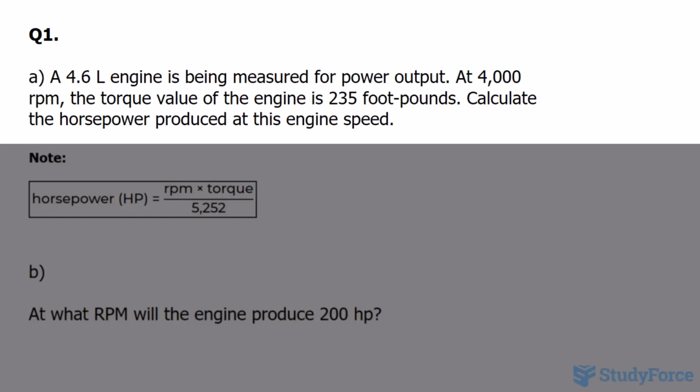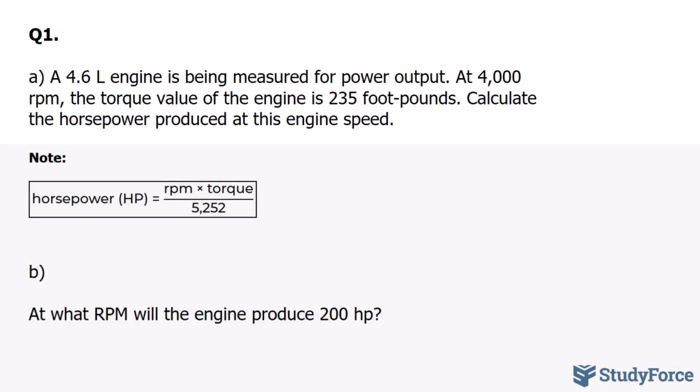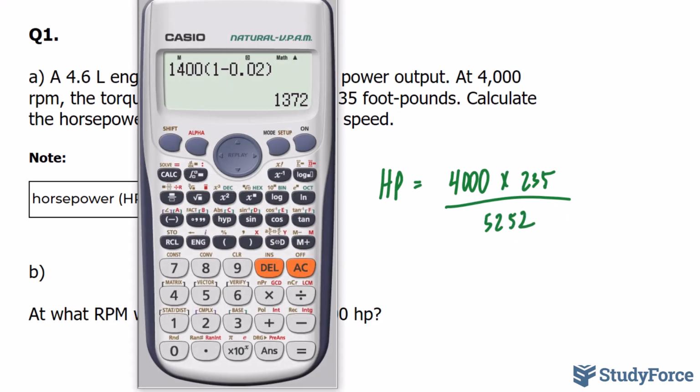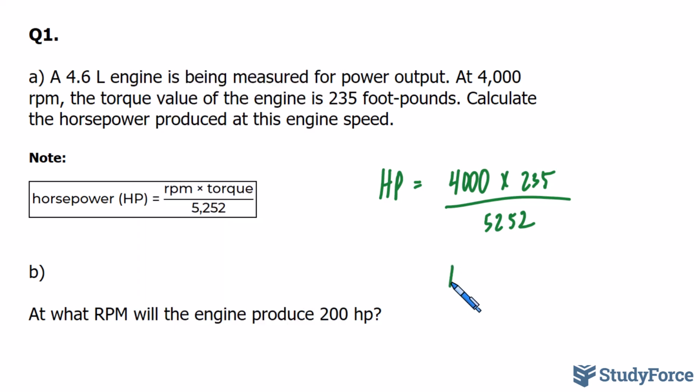A 4.6-liter engine is being measured for power output. At 4,000 RPM, the torque value of the engine is 235 foot-pounds. Calculate the horsepower produced at this engine's speed. What we do to calculate horsepower is we take the RPM of 4,000, multiply it by the torque of 235, and divide that by 5,252. Let's use our calculator. 4,000 multiplied by 235 divided by 5,252. 178.98 rounded to 2 decimal places. 178.98 horsepower.